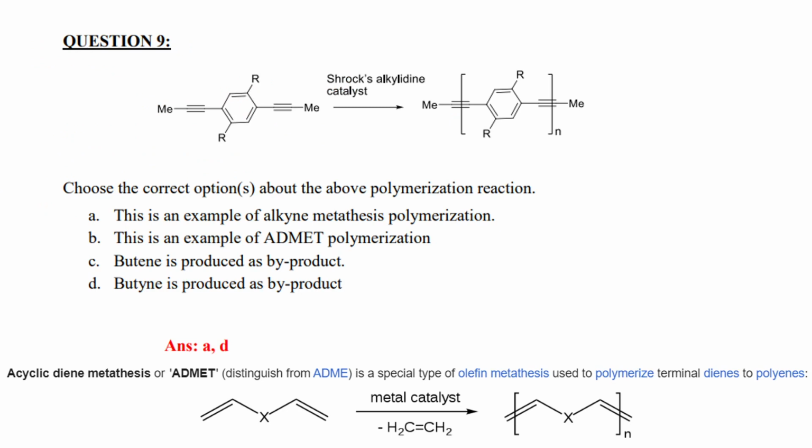Now for the alkyne catalyst statement, they want to know. So this is the example of alkyne metathesis or alkyne metathesis polymerization, and you see 2-butyne is the byproduct. So if we just talk about that polymerization, there you can get the mechanism for this.